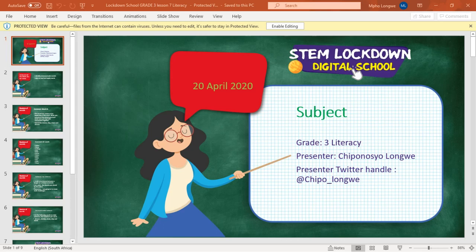Now let me explain what consonants are. We have vowels. Vowels are a, e, i, o, u. Those are vowels. There are only 5. Everything else in the alphabet is called a consonant.